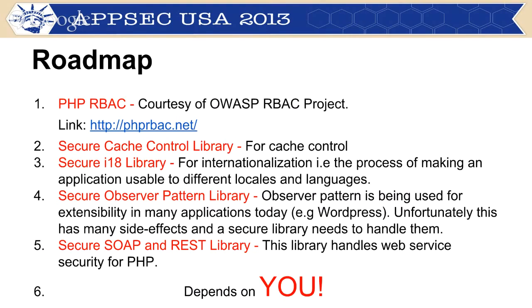We are also planning to implement a secure cache library to decide which pages should actually be cached, because some pages, like those containing transaction details, should not be cached by the browser. For that purpose, we need to design this particular library. There should also be a secure I18N library which deals with international languages and locales. We will discuss more about it in future. There is also a secure SOAP and REST library which we are planning to implement. If you get some great ideas, just come up on our mailing list and you can contribute with us. It really depends on you what our future work is.